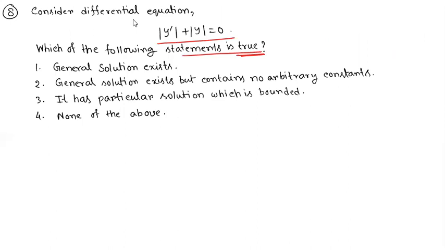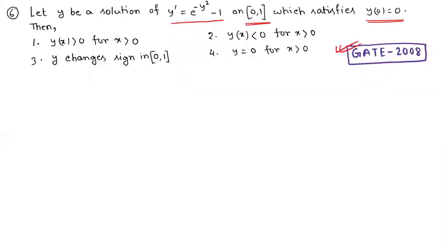Four options are given. Option 1: this differential equation has a general solution. Option 2: general solution exists but contains no arbitrary constants. Option 3: it has a particular solution which is bounded. And option 4: none of the above. Okay. Next, question number 9.